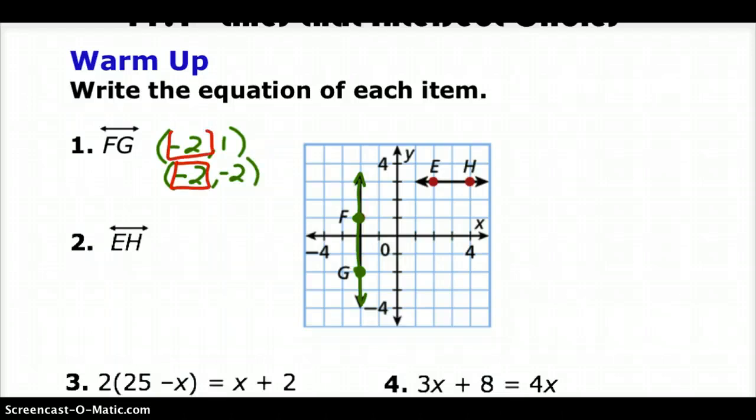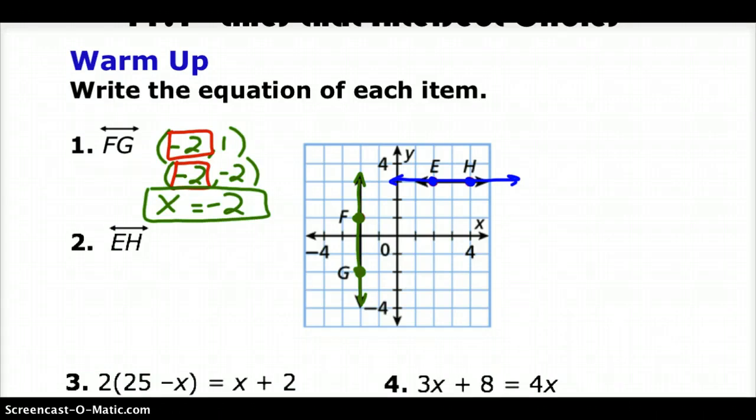Notice this is the x value of our coordinates. If the x values actually match, we're just going to say that x equals -2 is our final answer here. That means that all of the x values on this line are -2. Now similarly, we can look at EH. I'm just going to go ahead and draw our line. Remember, the line is going to extend forever.